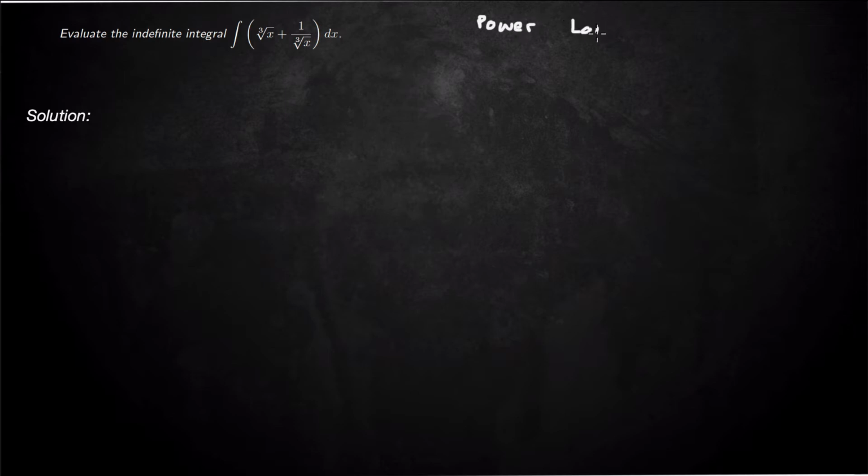The power law says that the integral of x to the n dx is equal to x to the n plus 1 over n plus 1, plus c, if n is not equal to negative 1. Basically, n can be any real number except negative 1, and this is going to be true. So this power law is going to be true for any n that's not negative 1.